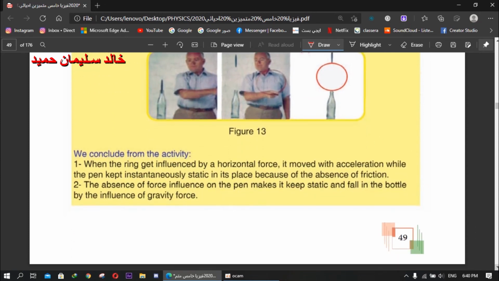We conclude from this activity: 1. When the ring is influenced by a horizontal force, it moves with acceleration while the pen stays instantaneously static in its place because of the absence of friction. 2. The absence of force influence on the pen makes it stay static and fall into the bottle by the influence of the gravity force.